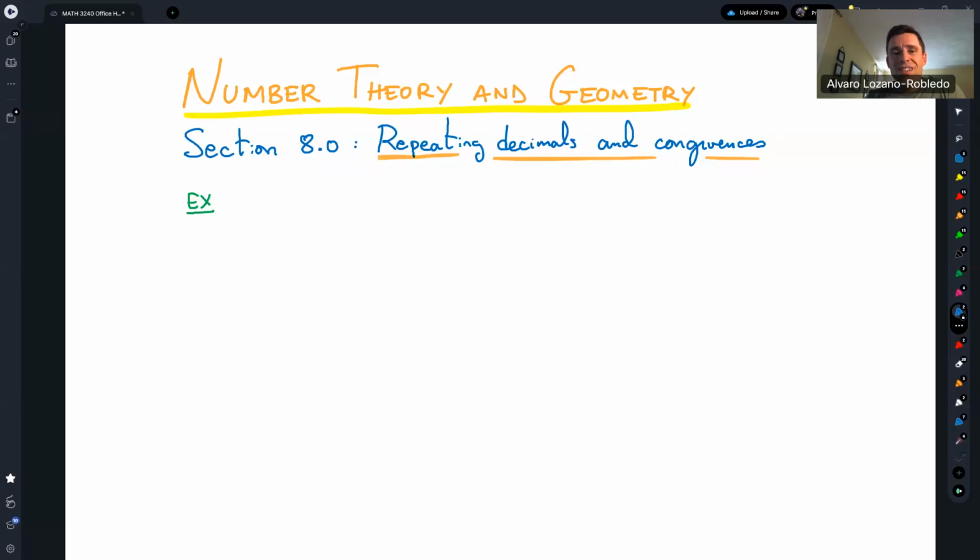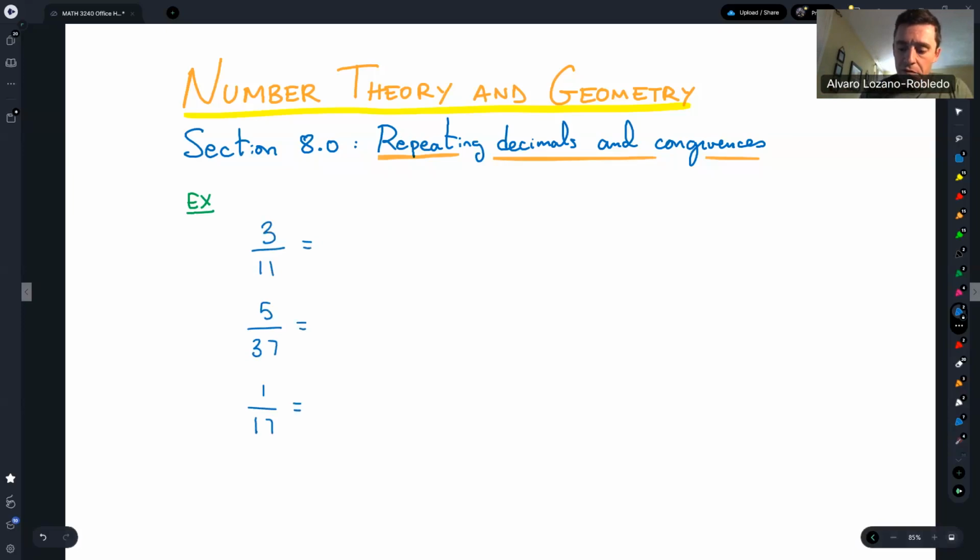So the question is, how do we know how long that repeating part, the period of the decimal, is going to be? Let me show you some examples of this. I'm going to look at three numbers: 3 over 11, 5 over 37, and also 1 over 17. They seem about the same level of sophistication, these three fractions. So let's see what their decimal expansions are.